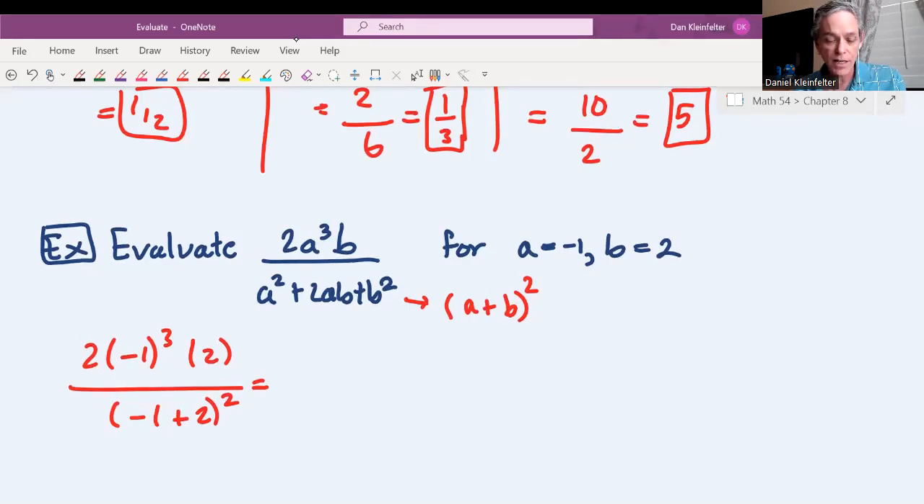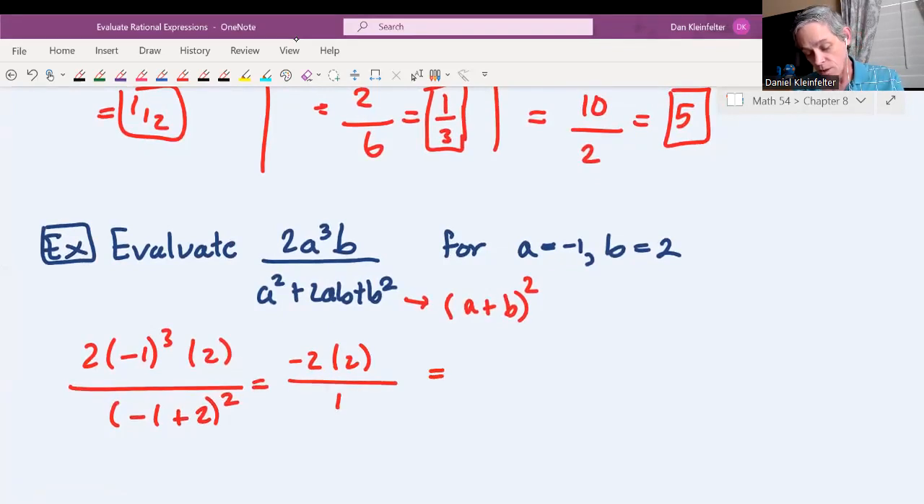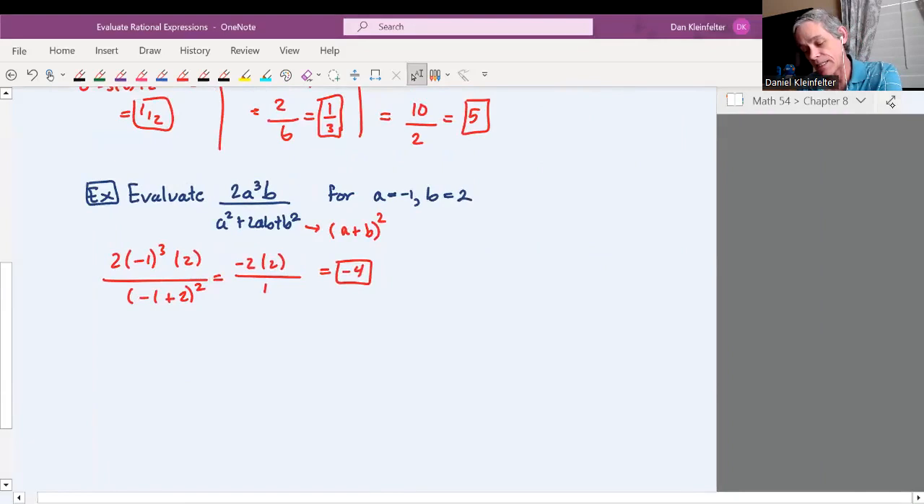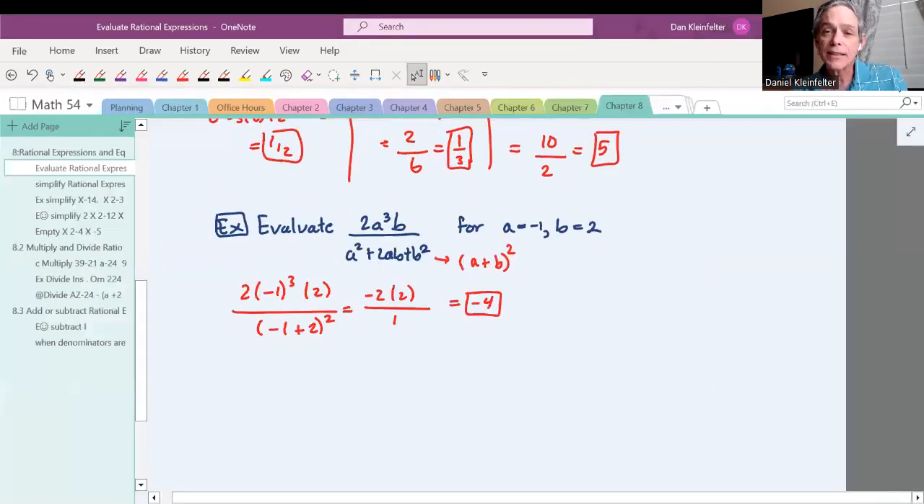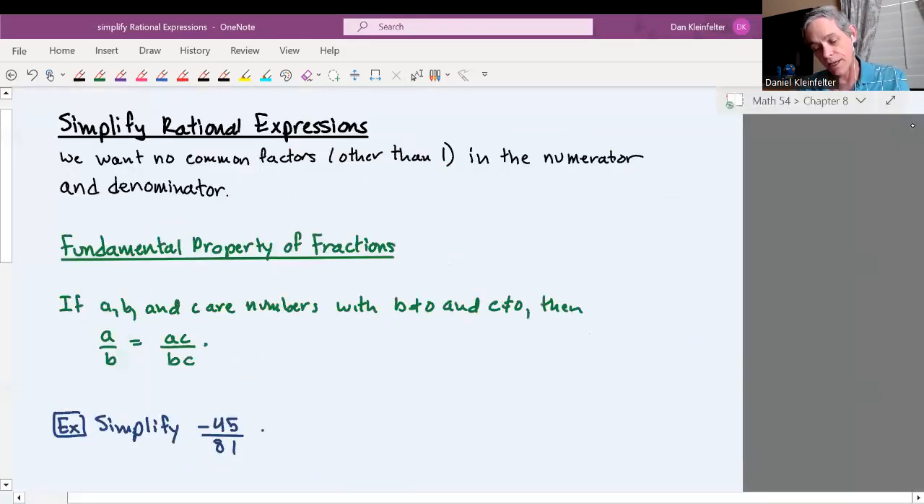Okay, negative 1 cubed is negative 1 times 2 is negative 2. We'll do this in a couple of steps. Down below, negative 1 plus 2 is 1. That's nice. 1 squared is 1. So I think we get negative 4 for that. All right, and that takes care of our evaluating step. The next thing we want to be able to do is to be able to simplify expressions. That's kind of like reducing a fraction, if you like.